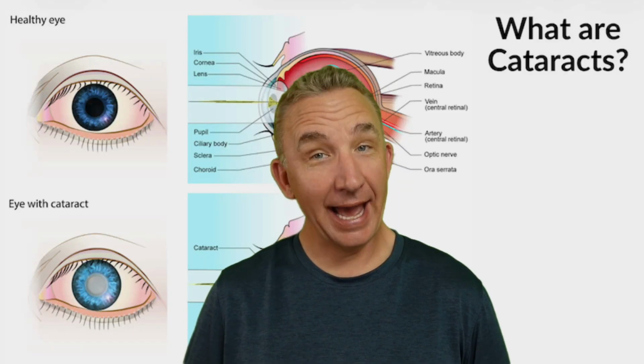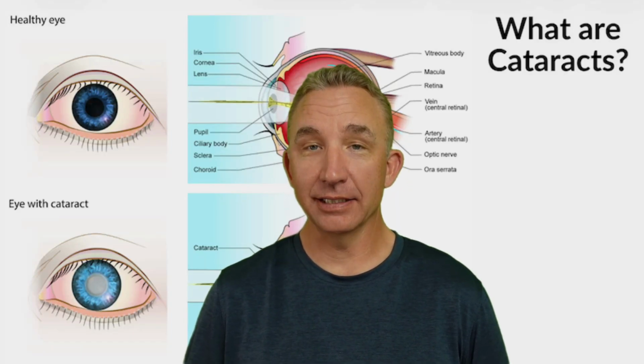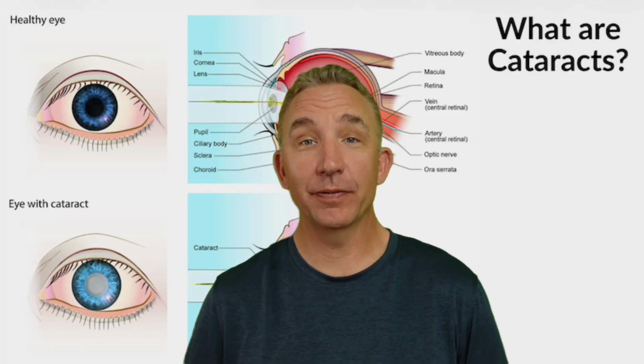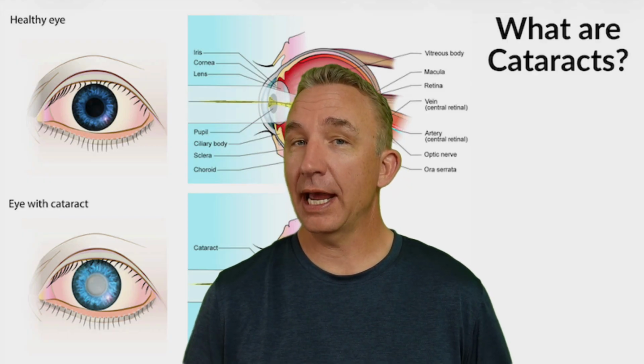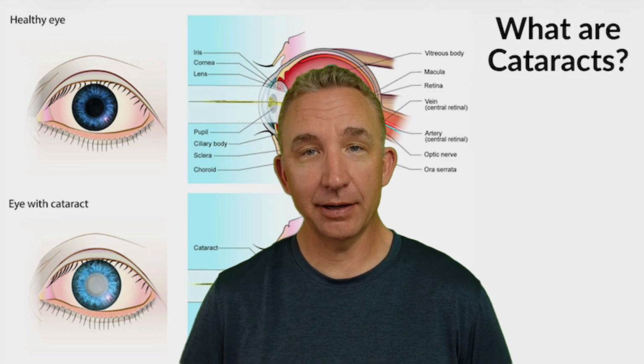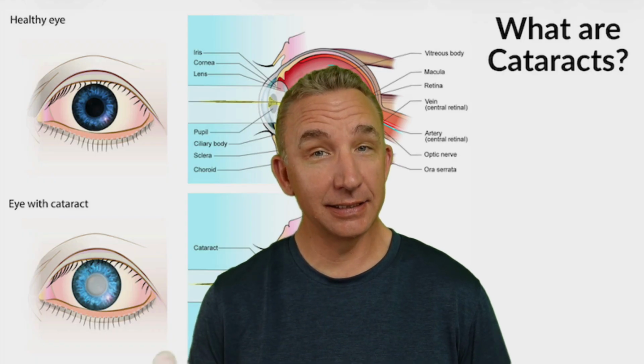We're learning about cataracts. When we focus on the eyes, our goal is to focus. When we have cataracts, it blurs our vision. What we're looking at is what happens as we get older, because cataracts are an age-related disease.